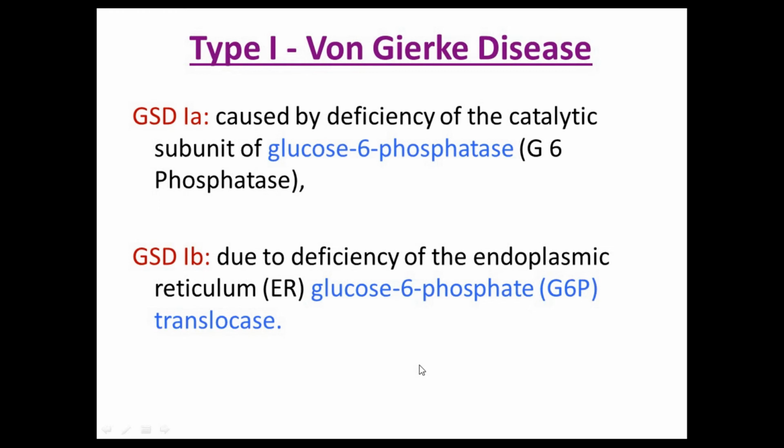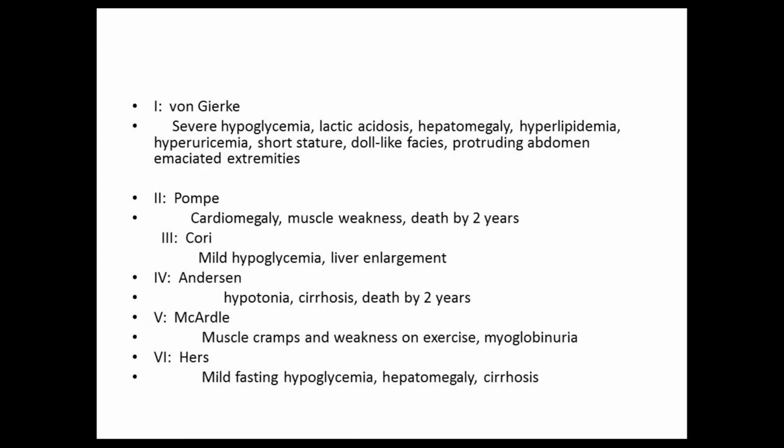And there are some types of von Gierke disease, 1A and 1B, and they are just different in the subunits of the enzyme. One is the catalytic subunit in type 1A, and the other one is the glucose 6 phosphate transferase.